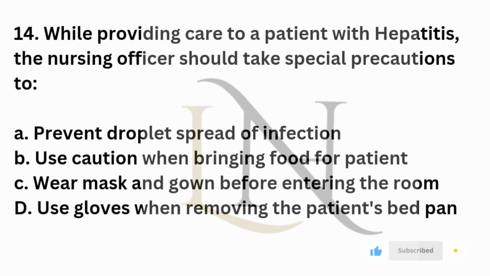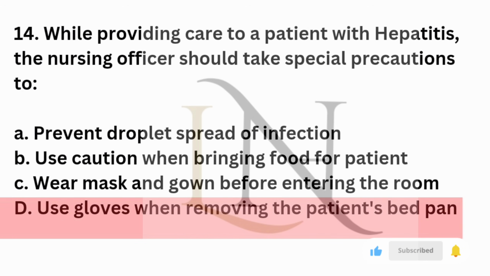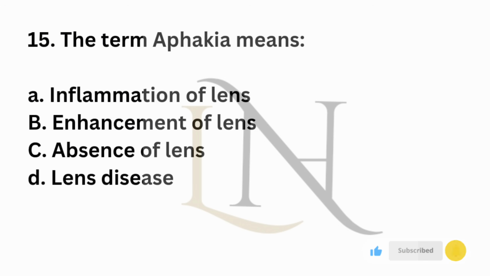Next question. While providing care to a patient with hepatitis, the nursing officer should take special precautions to. Option A, prevent droplet spread of infection. Option B, use caution when bringing food for patient. Option C, wear mask and gown before entering the room. Option D, use gloves when removing the patient's bedpan. Correct answer. Option D, use gloves when removing the patient's bedpan.